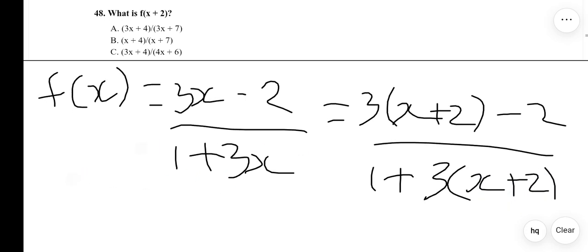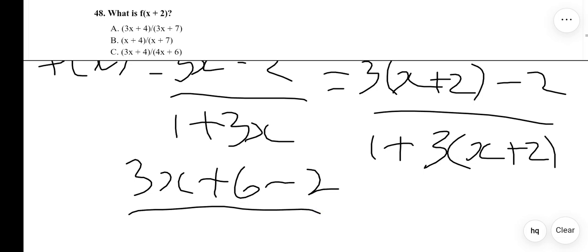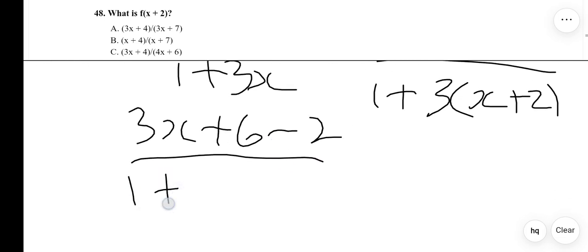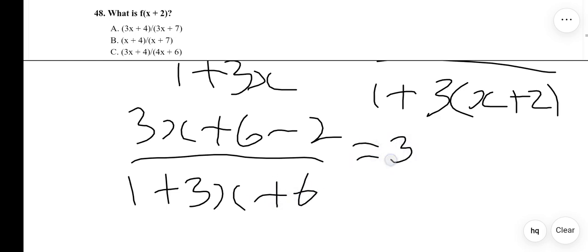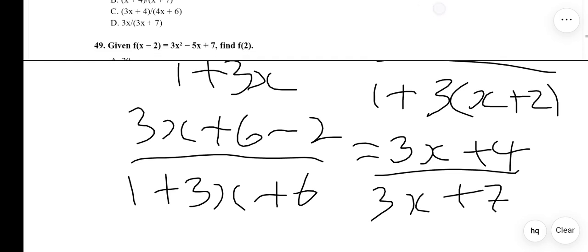Do you get it? So with this now, this 3 times s will give me 3s. This 3 times 2 will give me 6. So with this minus 2 all over 1 plus 3 times s will give me 3s. 3 times 2 will give me 6. So this 3s, this is it. This 6 minus 2 will give me 4. Then this 3s with 1 plus 6 will give me 7. So my answer is this, which is option A. So A is the correct answer.